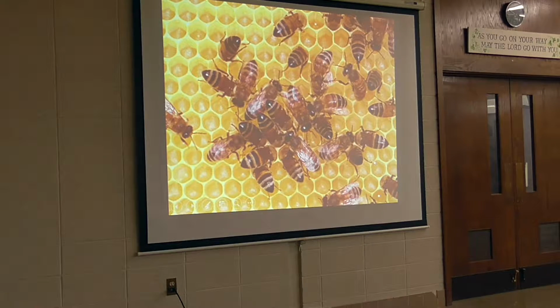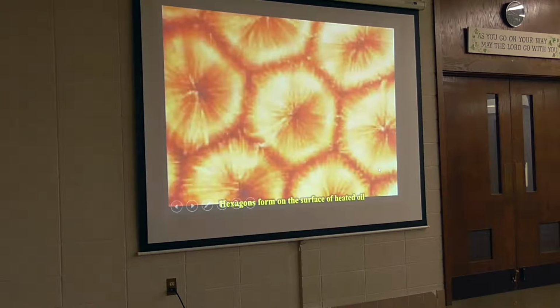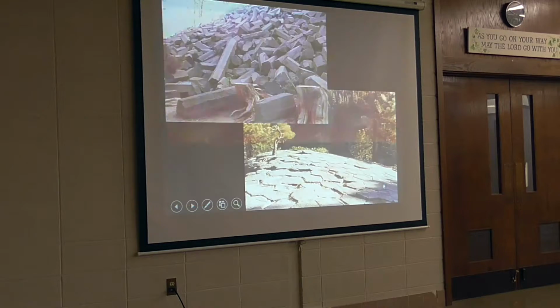And we've talked a little bit about the bee, but the honeycomb, based on 6 lines of symmetry again. This is just totally wild. Frog eggs. This is the surface of heated oil, and that goes to hexagons. All this stuff you would think would be random.